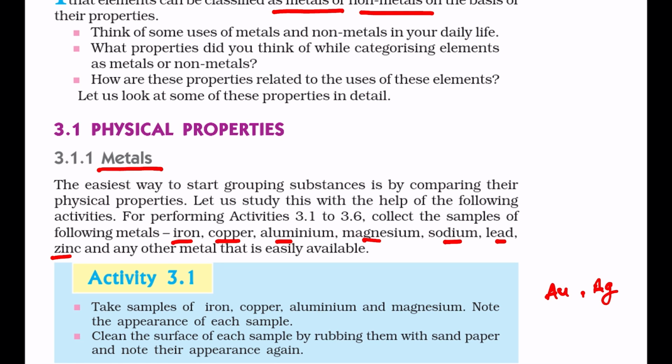But if these metal surfaces are rubbed with sandpaper, this coating is removed and the shining surface can be seen again. So it can be said that all the metals have a metallic luster, and those metals which are less reactive or which do not react retain their luster for a long time. Common examples are gold and silver, and these are used in making jewelry.